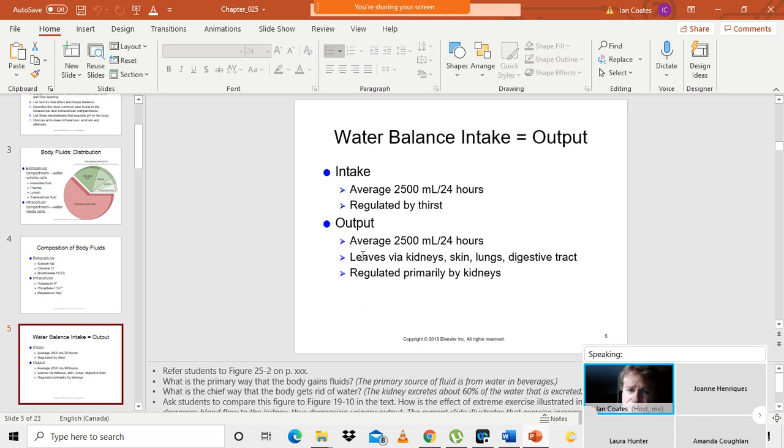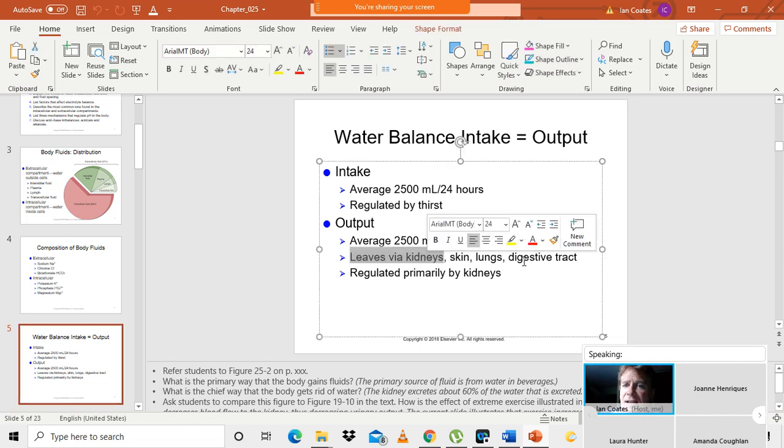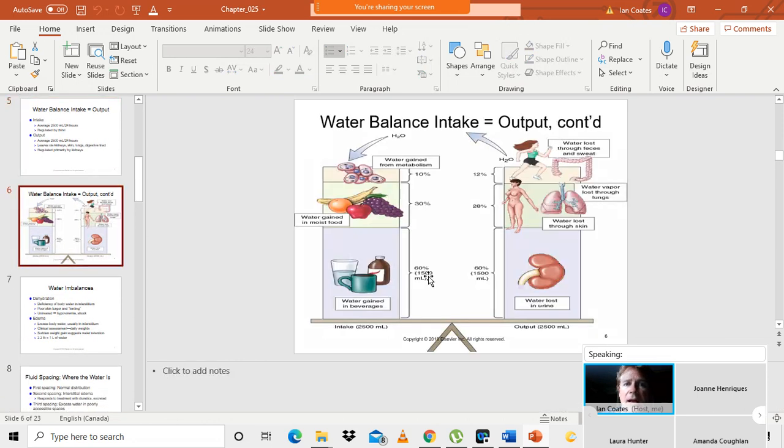Output leaves through the kidneys, the skin, the lungs, the digestive tract. It's all regulated by the kidneys, which we just covered. And for water balance, your intake should equal your output. You can see here how we lose water and how we gain water. Sorry, the slide isn't that good. Water is gained through metabolism, through food and water and all these kinds of things. Then we lose water from sweating and eating and all these kinds of things. So it's a great slide.